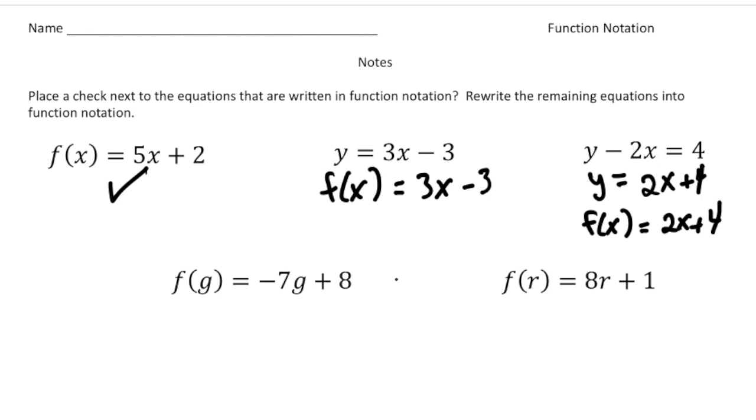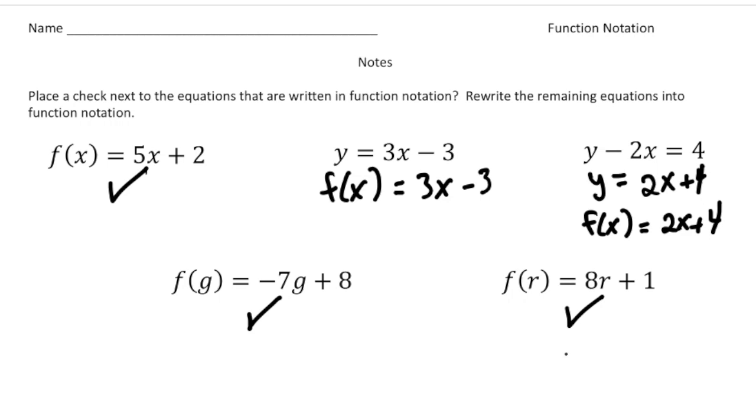Now here we have f of g equals negative 7g plus 8. It doesn't matter what variable is used here. So this one is written in function notation. Then here we have f of r equals 8r plus 1. So this one is also written in function notation.